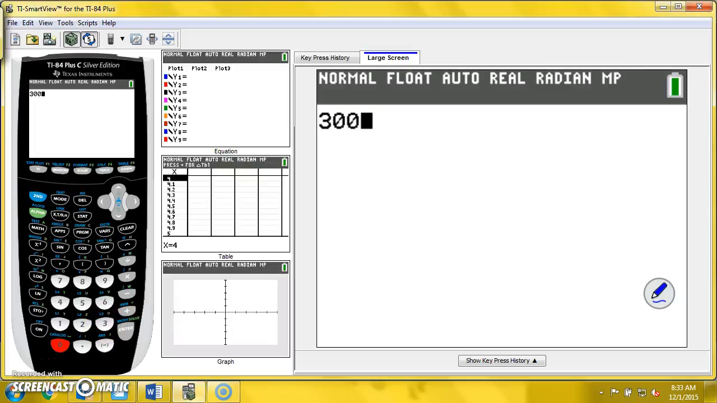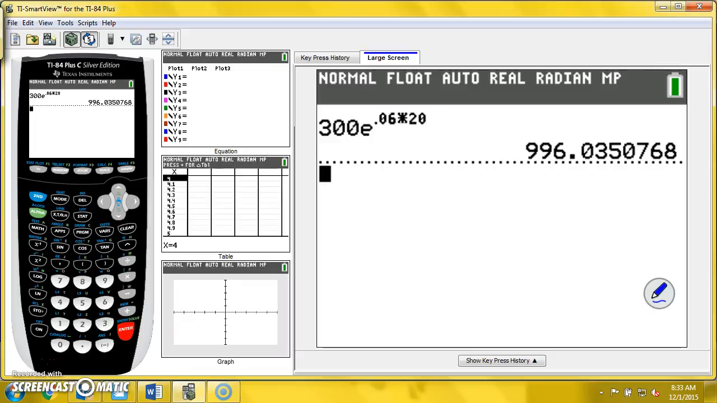300. Now E, you have to go second, and then ln. And it gives you E raised to, and it's ready for you to type in your exponent, which in our case is 0.06 times 20. Just like that. And that'll give you the amount that you'd make if interest was compounded continuously. Now we always round to the nearest cent. So you can see this is going to be rounded to $996.04.